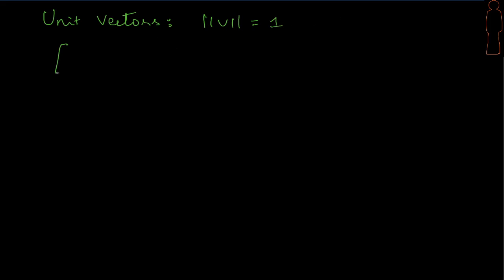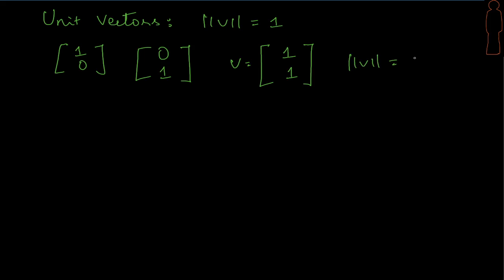The simplest example can be, if we take a vector (1, 0), the magnitude of this vector is 1, or if we take (0, 1), the magnitude of this vector is 1, right? One common mistake that we tend to make is, we sometimes may pick up this vector (1, 1) and mistake it for a unit vector, but that's not a unit vector. Let's find the magnitude of this vector. The magnitude will be 1 squared plus 1 squared, which is actually root 2.